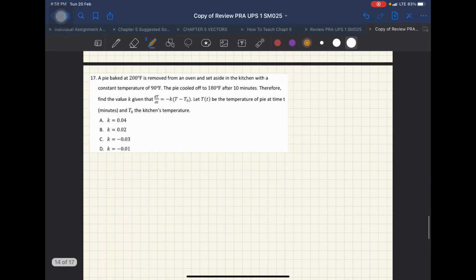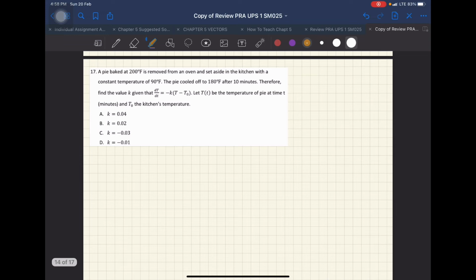Alright, so last question for chapter 2. Okay, it's application. So let's read the question carefully. It's quite long, okay, quite lengthy. Right, so let's read it carefully. So a pie baked at 200 degree Fahrenheit is removed from an oven and set aside in the kitchen with a constant temperature of 90 degree. Okay, the pie cooled off to 180 degree Fahrenheit after 10 minutes. Therefore, you need to find the value of K. This is your goal, value of K.